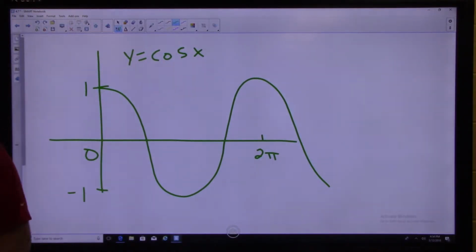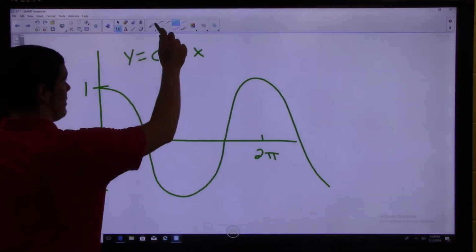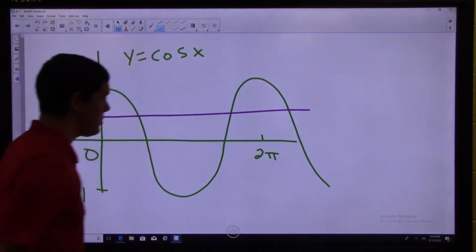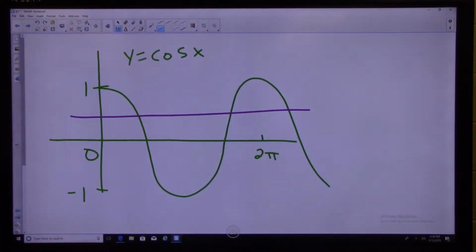Now, the question I'm going to ask is, is its inverse a function, if you just graph this? And the answer is no. That horizontal line is going to cross more than one point. If it keeps going forever, it's going to cross infinitely many points. So its inverse is not a function right now.